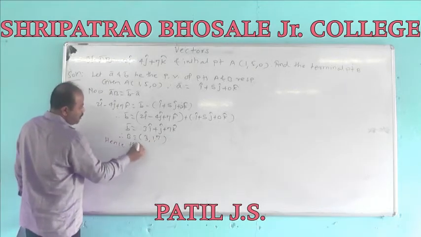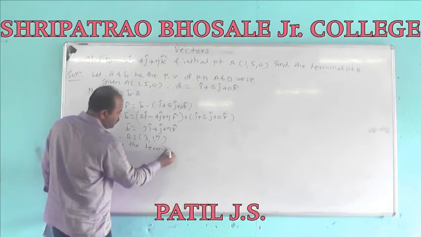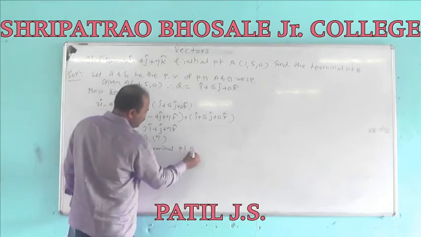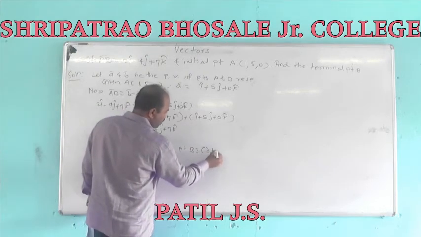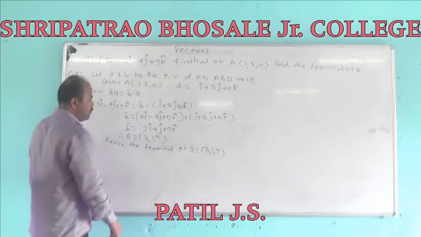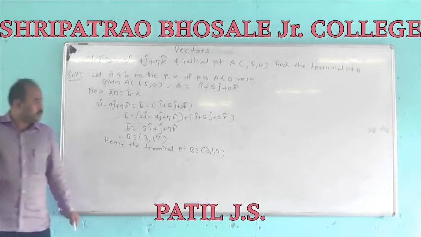Hence the terminal point B is equivalent to (1, 1, 7).